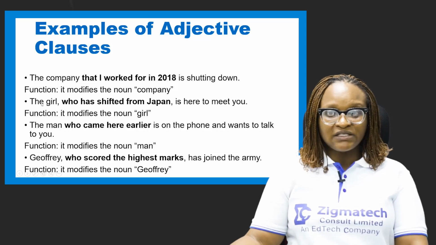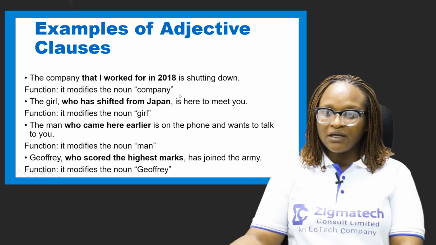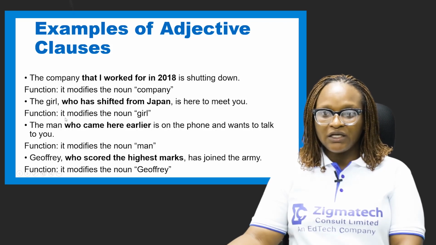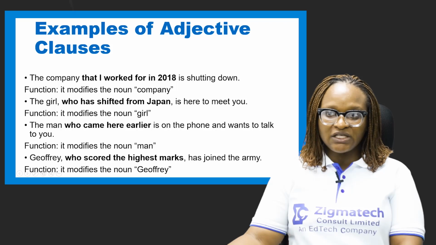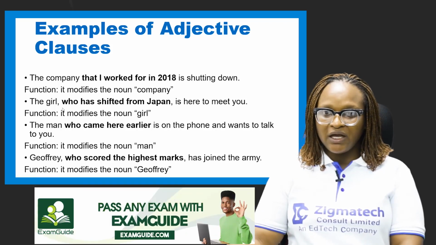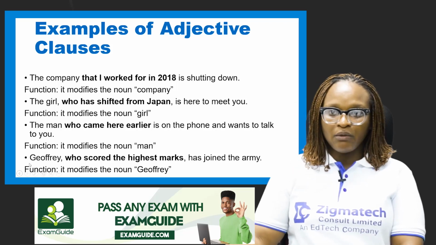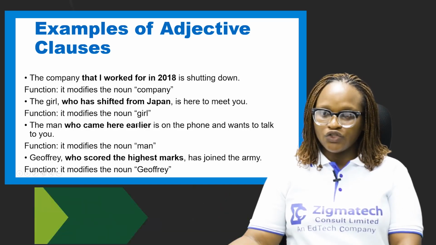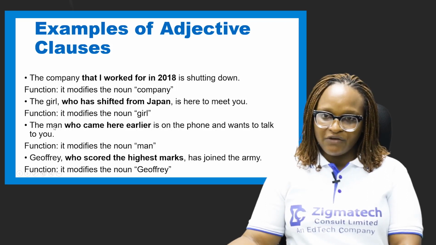The second example says, the girl, who has shifted from Japan, is here to meet you. So this is non-restrictive. It's not restricting it. It can still pass the same information. You have your commas enclosed. So the function is that it modifies the noun girl. The third one says, the man who came here earlier is on the phone and wants to talk to you. What's the function? It modifies the man.